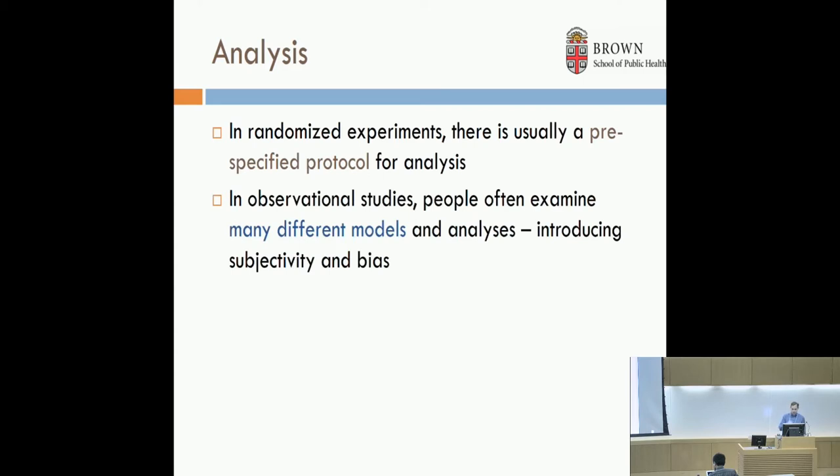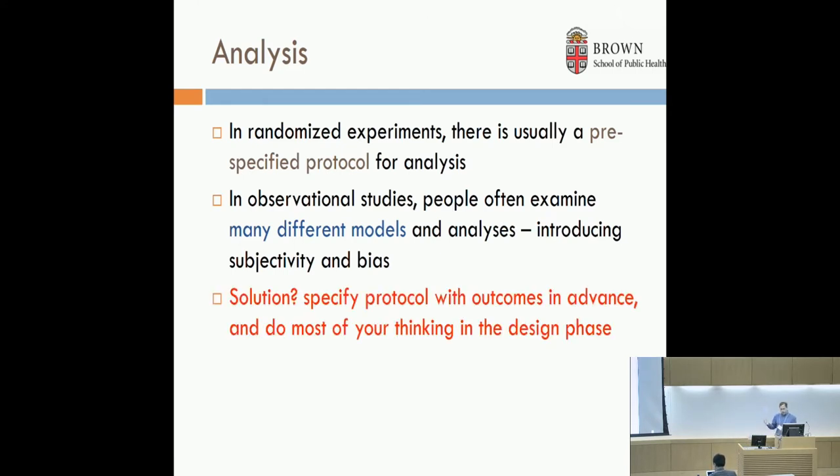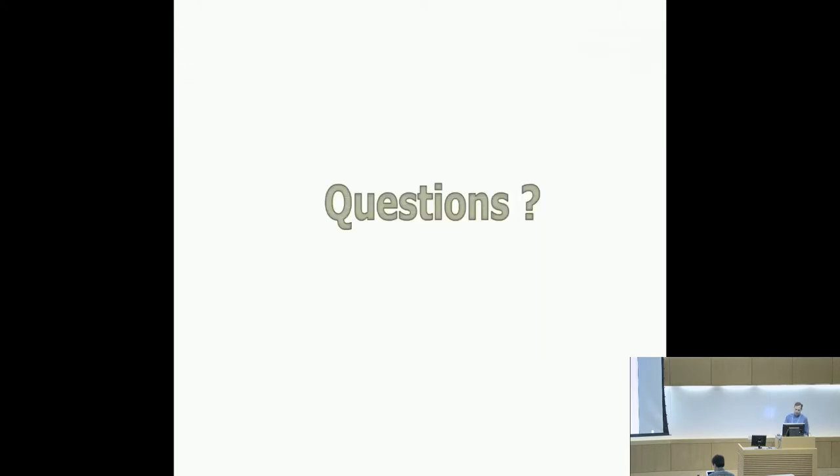What happens in many observational studies is that people examine different models and analyses, which introduce subjectivity and bias to the data. And then, as I said, the one solution is to define it in advance. I would say one place where you could do it, you could look only at, for example, the control group, try to do the analysis only on the control group, and then implement the same thing on the full population. So at least if you're really worried about your exact analysis.